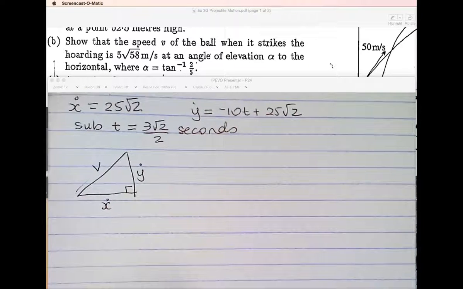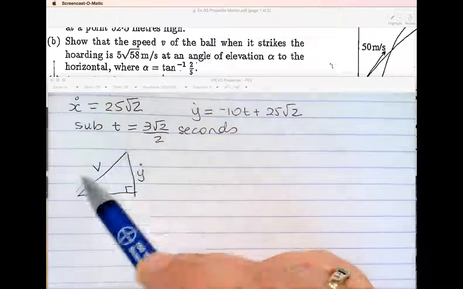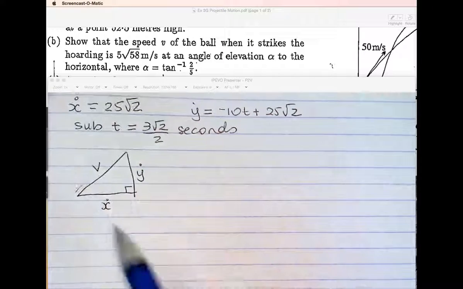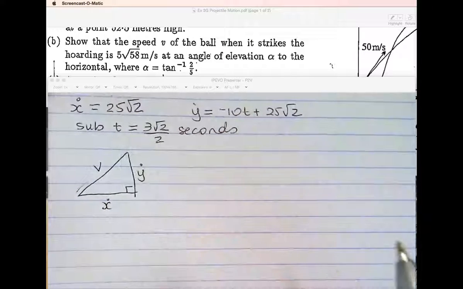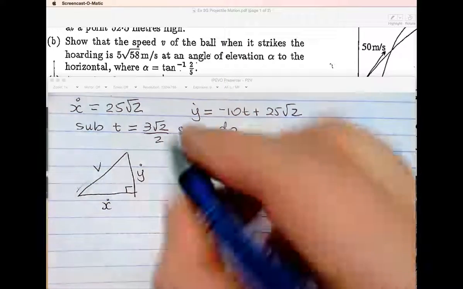So girls, with speed, with projectiles, you need the two components. You work them out individually, and you use Pythagoras' theorem to work out the speed, because the speed is made up of a horizontal and a vertical component. Whereas distances are different. You've either got the horizontal distance or the vertical distance. Okay? But with speed, you always need the two components. So what have we got?